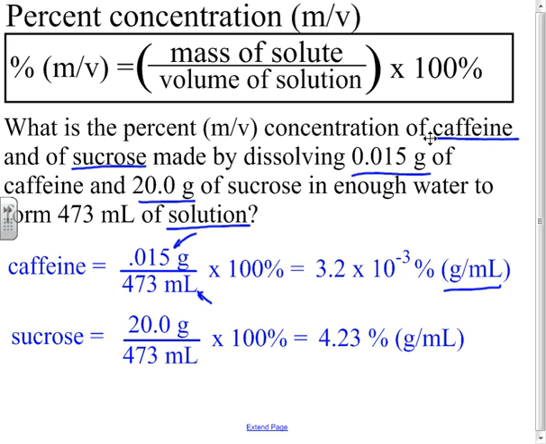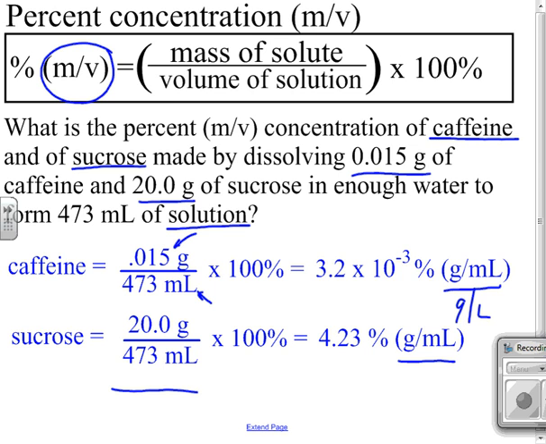Note we include units here to indicate what mass we're talking about, what volume we're talking about. If you were to change units to something else, say grams per liter, then our percent concentration would change dramatically. And the percent sucrose is simply the mass of the sucrose divided by the volume of the solution times 100%, giving us 4.23%. And again, indicating units, these are in units of grams per milliliter.